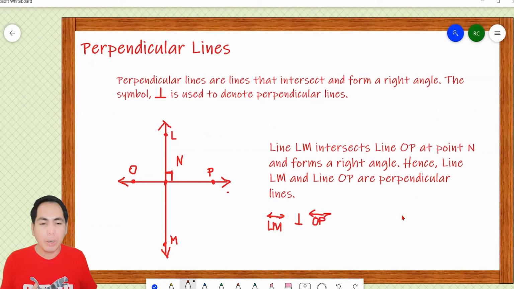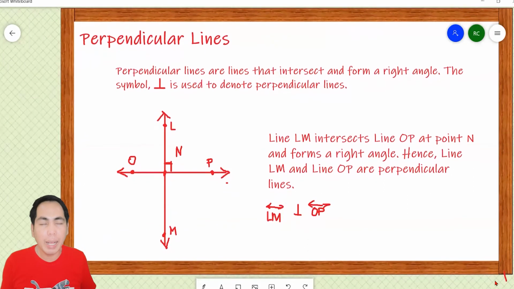So again, we say that when two or more lines do not meet, no matter how much we extend the lines, they are called parallel lines. But when two or more lines intersect or meet at a common point, they are called intersecting lines. But when two lines meet at a common point and form a right angle at the point of intersection, they are called perpendicular lines.